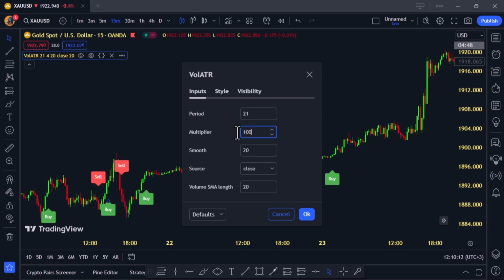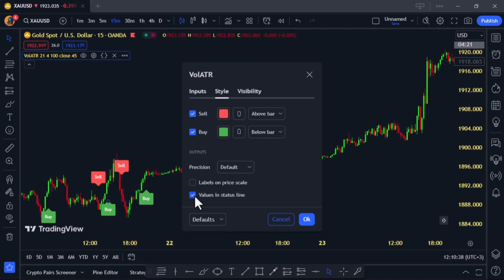Now that we've got the volume ADR indicator on our chart, let's start customizing it. But before we go any further, remember that it's often a good idea to run these signals through additional filters to weed out false ones, especially when the market's moving sideways.